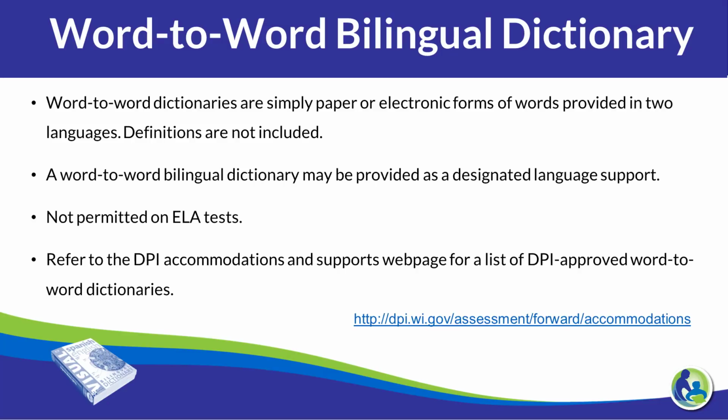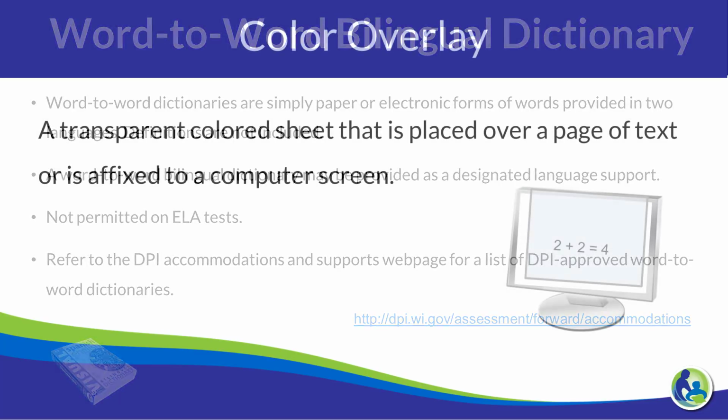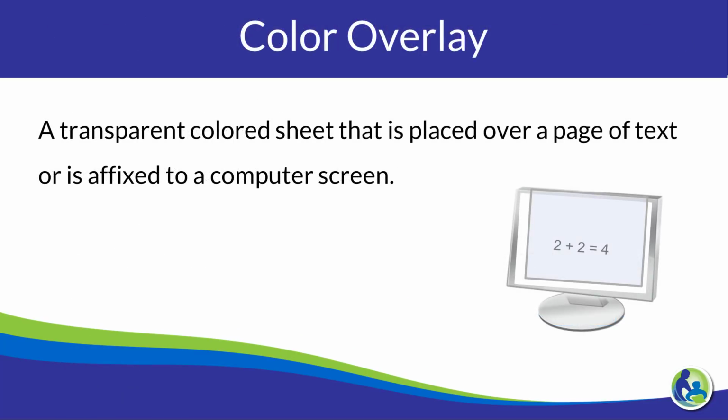Word-to-word bilingual dictionaries. A word-to-word bilingual dictionary may be provided as a designated support. Definitions for words are not included in these dictionaries. Color overlay. This is when a transparent colored sheet is placed over a page of text or is affixed to the computer screen. This can provide assistance to students who normally use this type of support when reading to reduce visual stress.